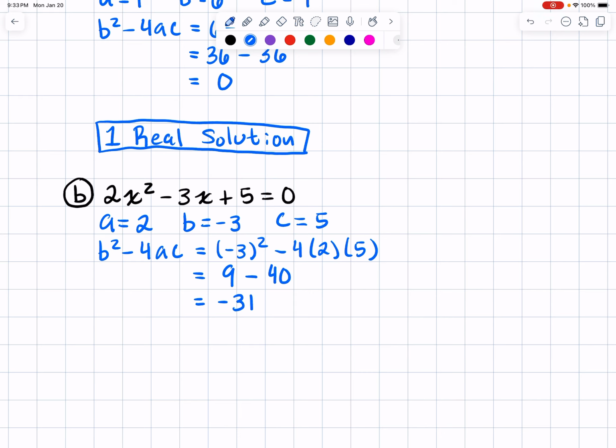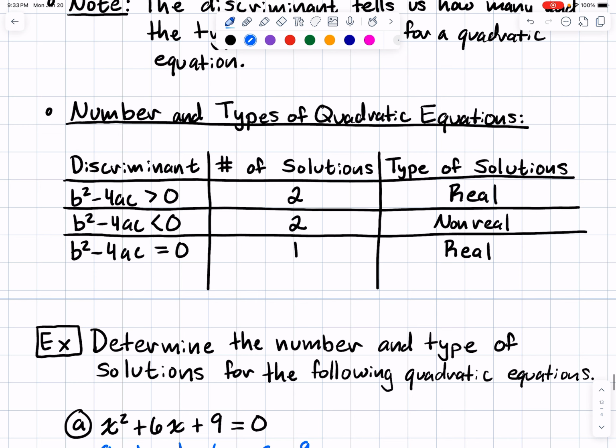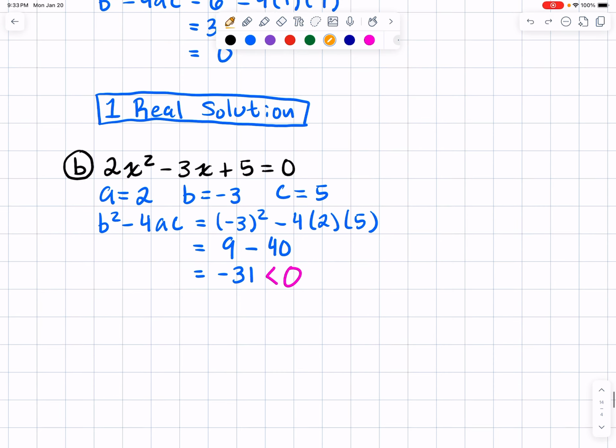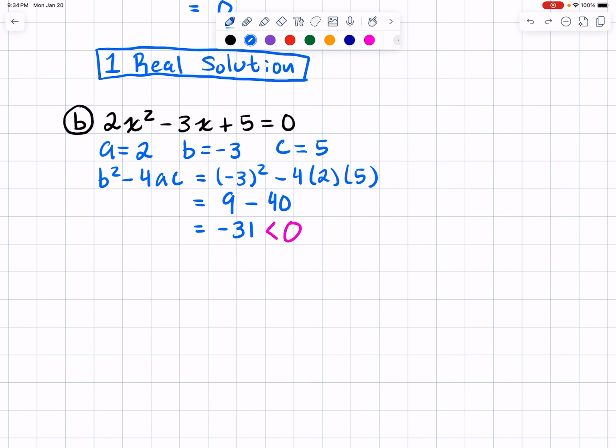Now let's compare -31 to 0. Is it less than 0 or greater than 0? It's less than 0. So if we look back up, what does it mean if the discriminant is less than 0? Well, that is this one. It means we have two solutions that are non-real. So we're going to want to say two non-real solutions as our answer. And that is our final answer here.